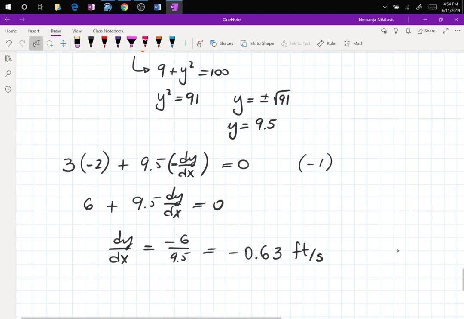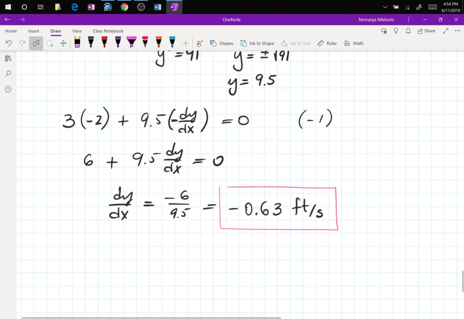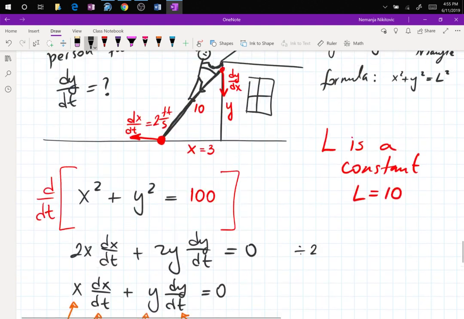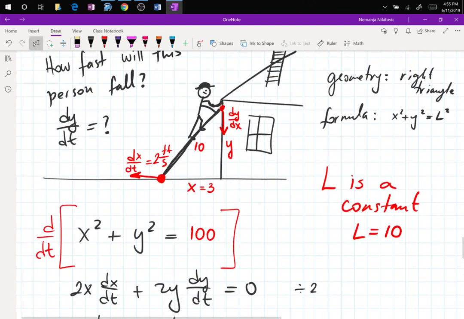So the speed at which the person on the ladder is going to fall is negative 0.63 feet per second. That's like a leaf falling. It's not a big deal. But then, considering how thin this person is, I mean, I see.